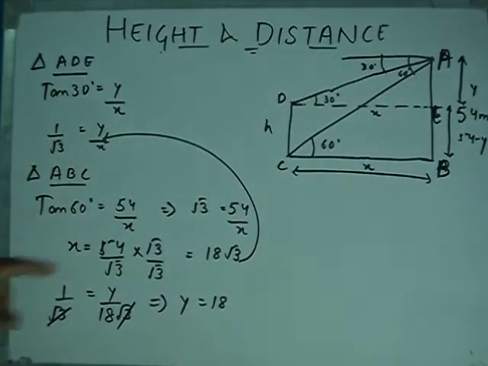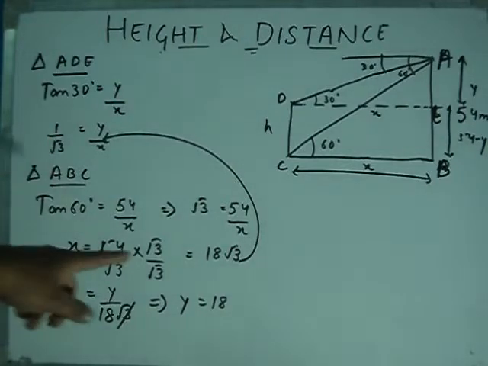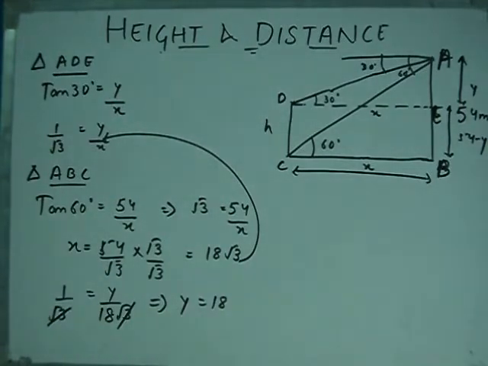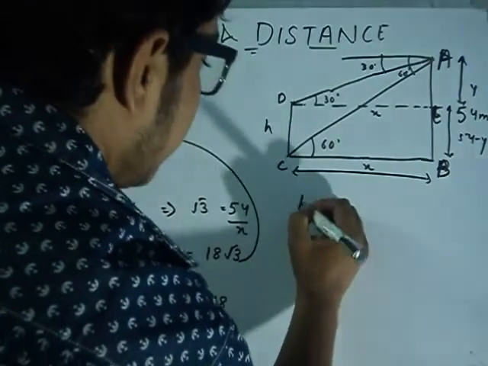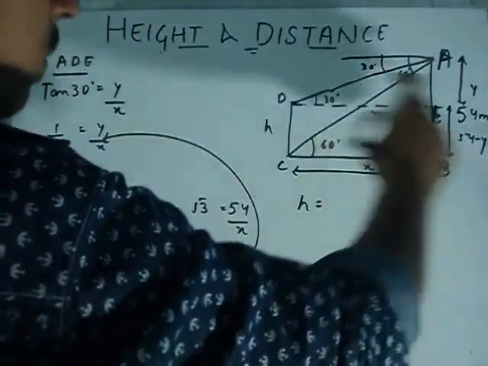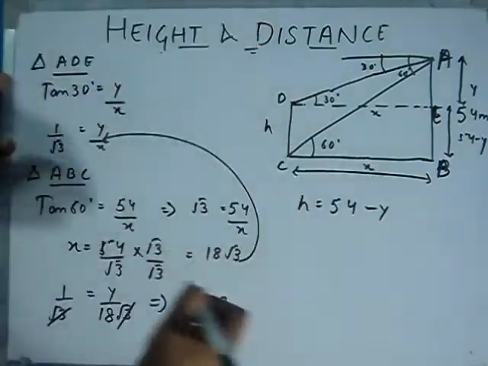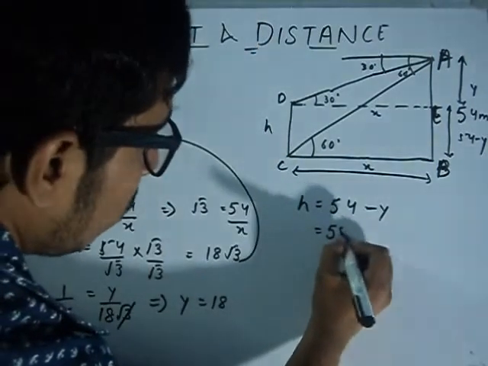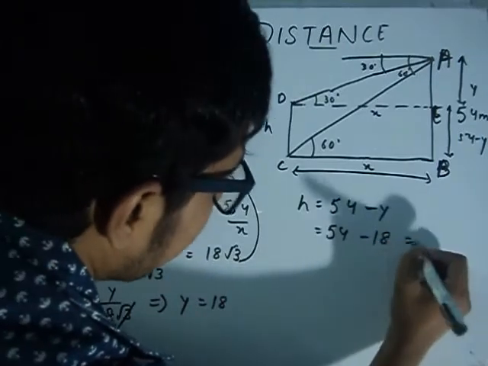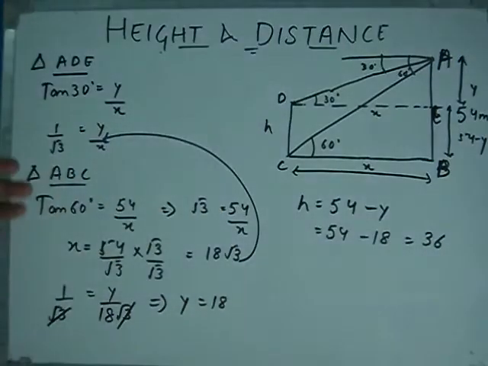AC, the width of this value x, we get 18 root 3, and after this we get the height of the temple. The height of the temple is h, which is equal to the opposite side of the rectangle, 54 minus y. We get 54 minus 18 equals 36. The height of the small tower is 36 meters.